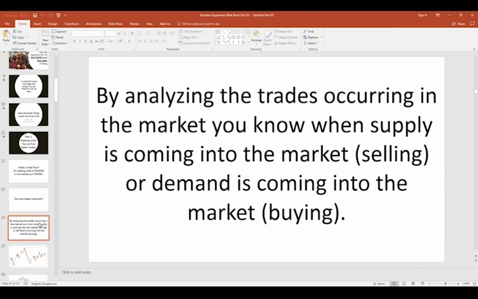You want to know what people's commitment is to the market, and by analyzing the trades occurring in the market, you can see when supply is coming in, when selling is coming in, or when demand is coming into the market, when there's active buying going on.